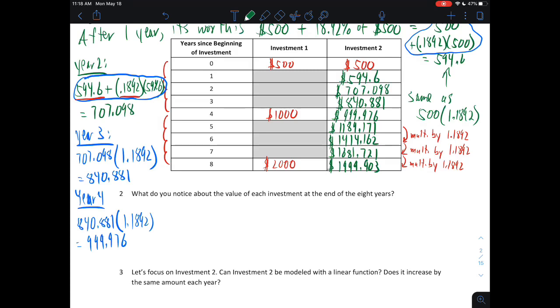So now let's take a look at what we have in this table in relationship to number 2. Number 2 asks, what do you notice about the value of each investment at the end of the 8 years? So the end of 8 years for investment 1 is $2,000. The end of 8 years for investment 2, if we were to write that as dollars and cents, would be $1,999.90. So, are they pretty close to each other? They're only off by 10 cents, so they are about the same.